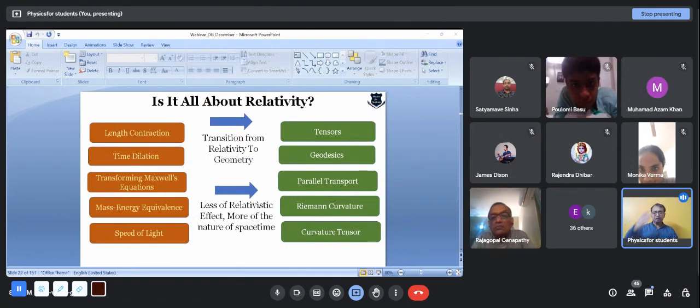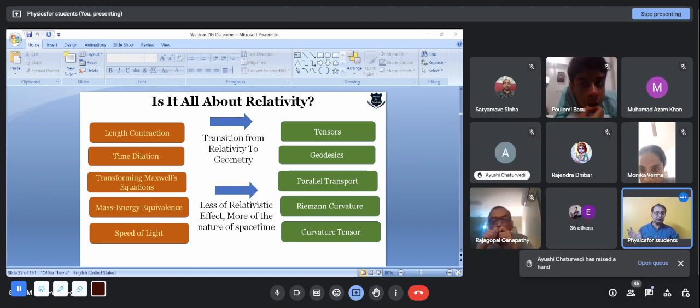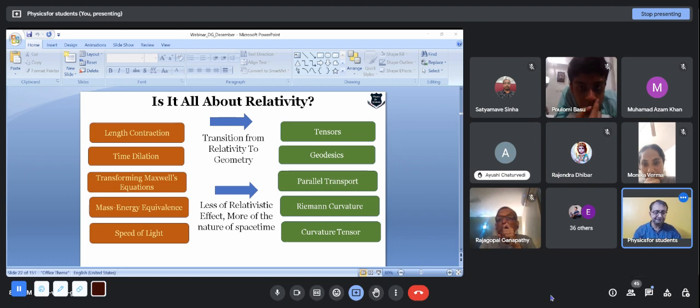Okay, so here you see this is the transition I was talking about. Length contraction and time dilation are now into tensors, geodesics, parallel transport. So it is a transition from relativity to geometry, and the mental change to keep in mind is that it is less relativistic and more about the nature of space time. Yeah, Ayushi, you can ask me your question.